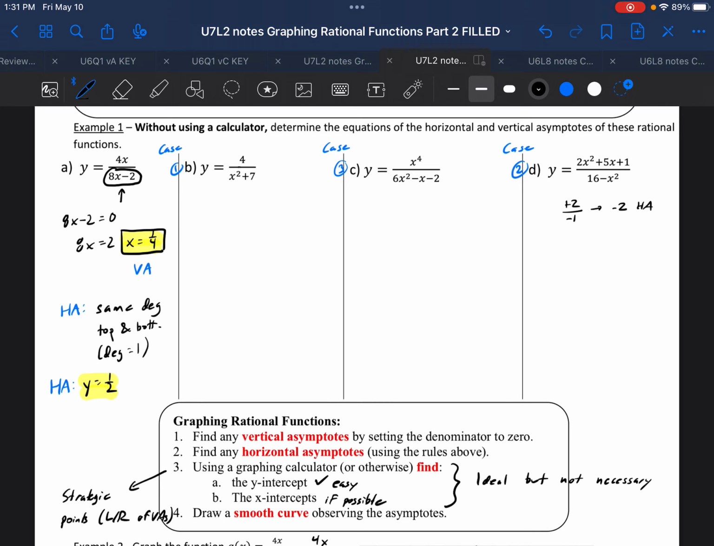Second one, x squared plus 7 can never equal 0, so this one has no vertical asymptote. Okay? There is no vertical asymptote for this graph. For the horizontal asymptote, well, I've got degree 0 in the top, I've got degree 2 in the bottom, which is bigger, so the horizontal asymptote will be y equals 0. Easy, y equals 0. And I'm going to say the bottom degree is bigger than the top degree. Okay?